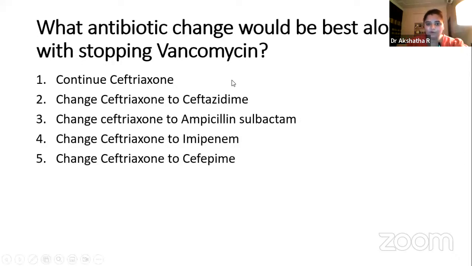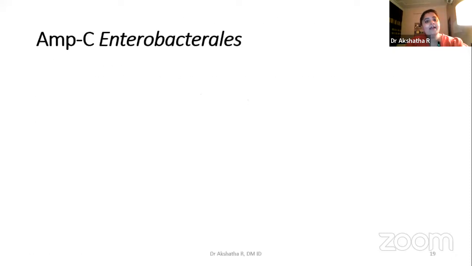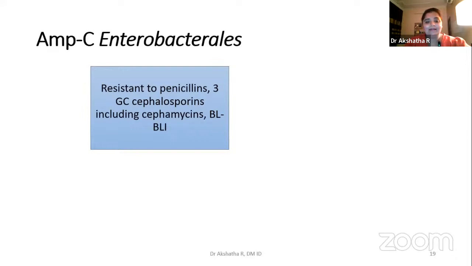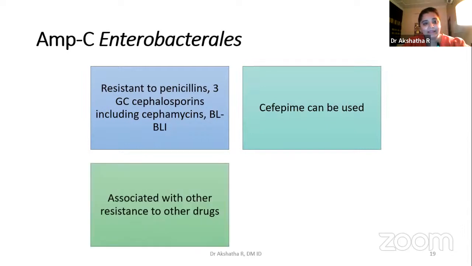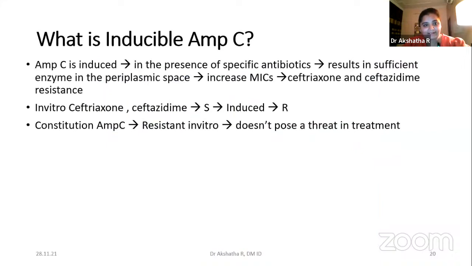Ampicillin-sulbactam. Okay, so let's address each point here. What is the resistance which I'm concerned about in this case? I have specifically said the organism is Citrobacter freundii. So now coming to the topic of AmpC Enterobacterales. These are resistant to penicillins and third generation cephalosporins, including cefamycins and BLBLIs. Cefepime can be used, and just like ESBL, it can be associated with resistance to other drugs. And this AmpC can be inducible, stable chromosomal derepression, or plasmid mediated AmpC.